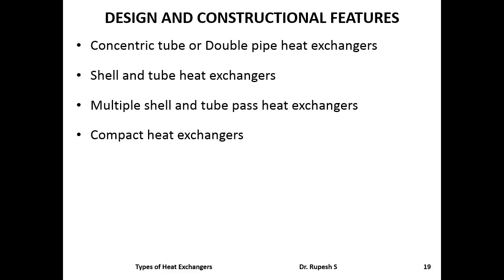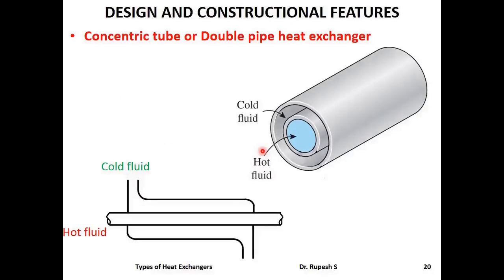The next classification is based on design and constructional features. Based on this, heat exchangers can be classified into concentric tube or double pipe heat exchangers, shell and tube heat exchangers, multiple shell and tube pass heat exchangers, and compact heat exchangers. First one is concentric tube or double pipe heat exchanger. This is also known as tube in tube heat exchanger.